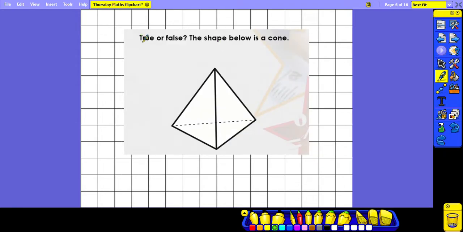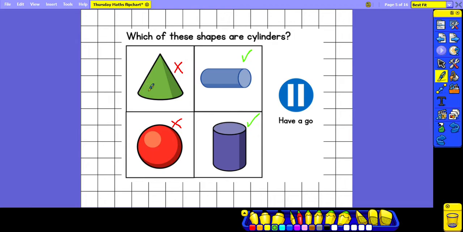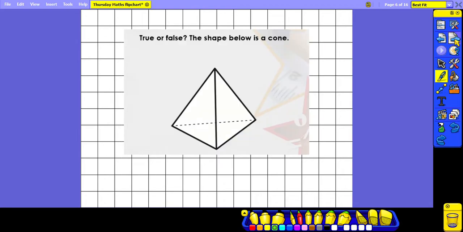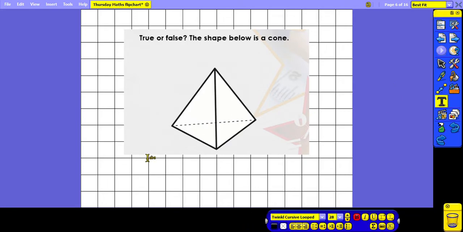This time we've got a true or false question. It says true or false. The shape below is a cone. Okay, so if we think back to what a cone looks like, it has a curved face. And if we look at this shape here, we can see that the faces are flat. They are not curved. So we know that this is false.